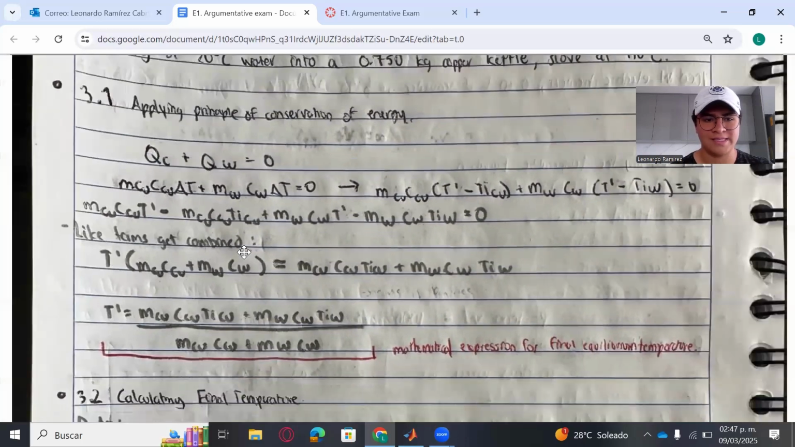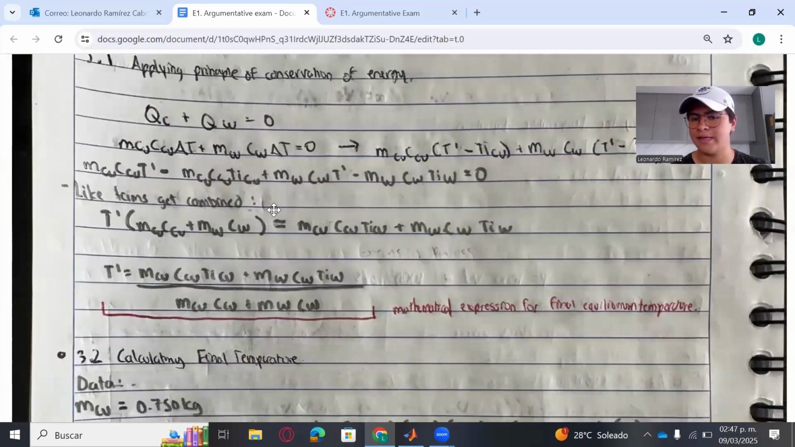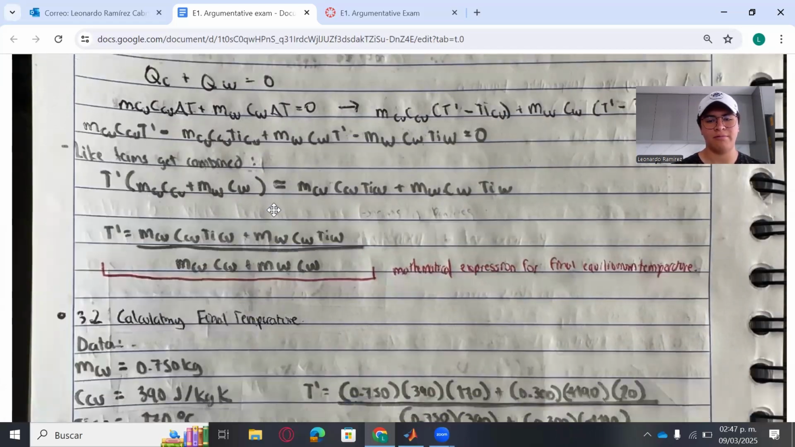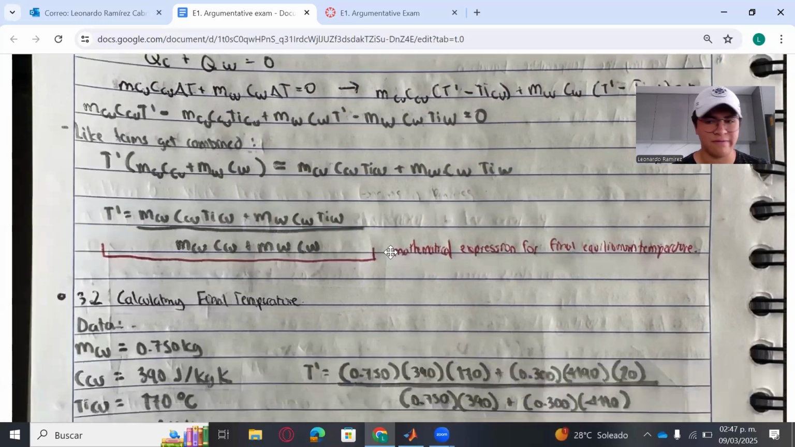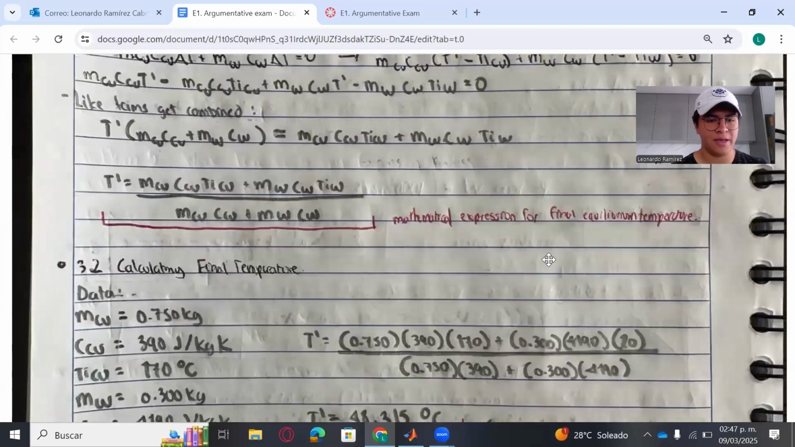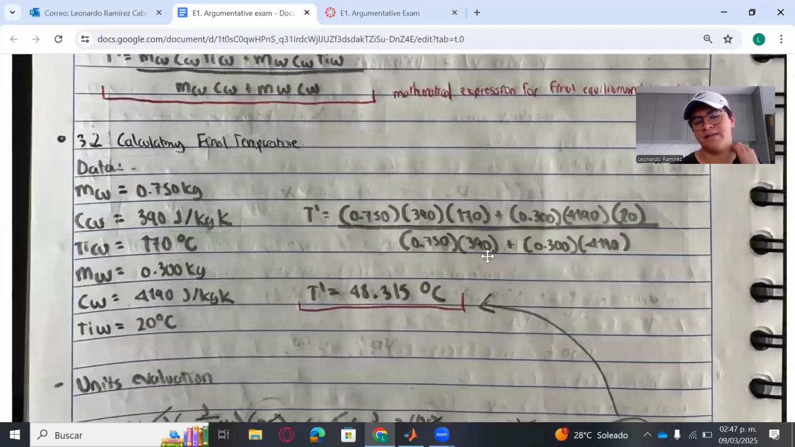So we can start solving for T'. Let's expand the equation. Let us also combine like terms. And in this way, we get a mathematical expression for the final equilibrium temperature. And in order to find a final temperature using the data that we have, we simply have to substitute.